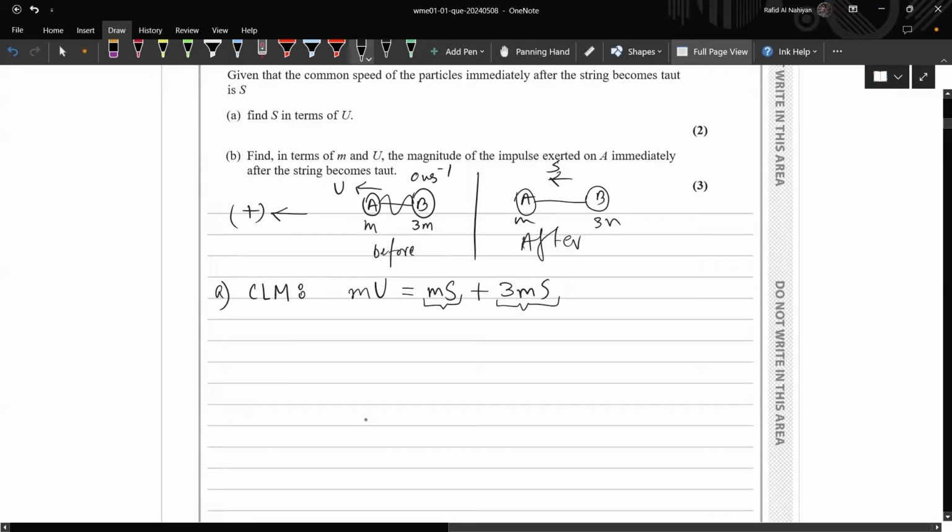Now we have to find s in terms of u. So I can already cancel out these m's, and I can write this down as u equal to 4s, and s is going to be u by 4. So we're done with the first part. Let's move on to the next.